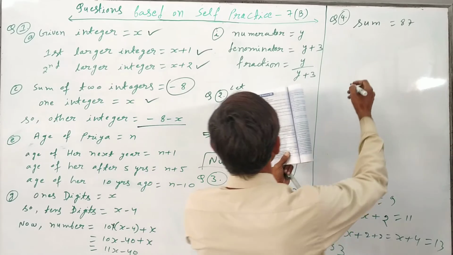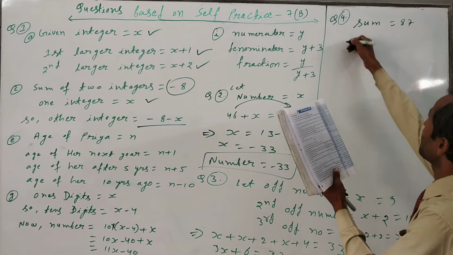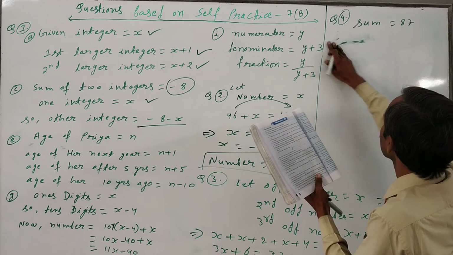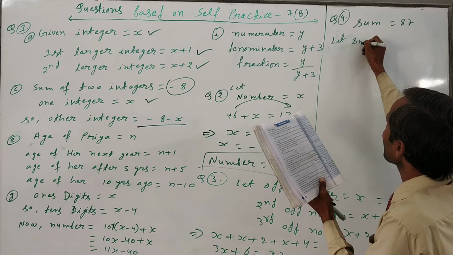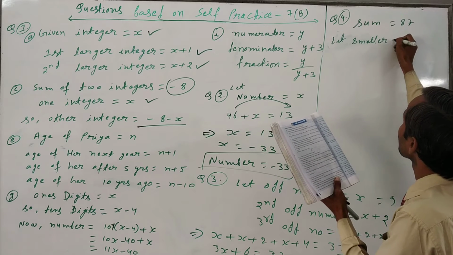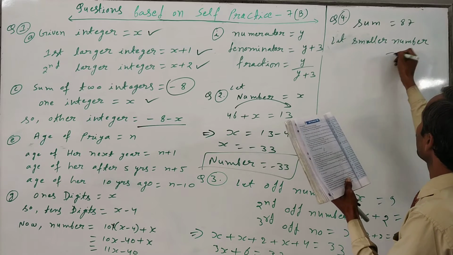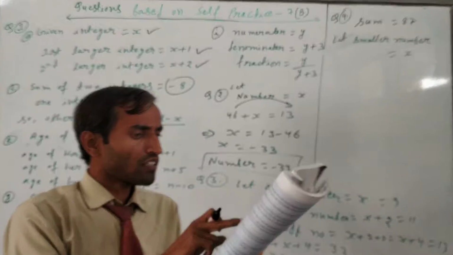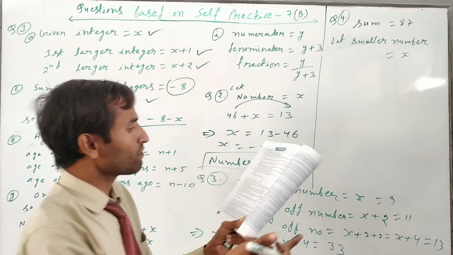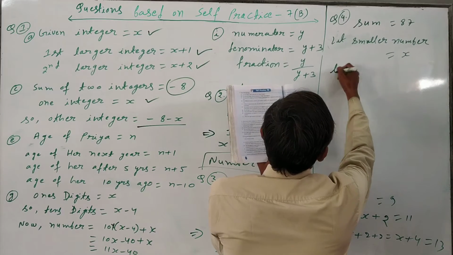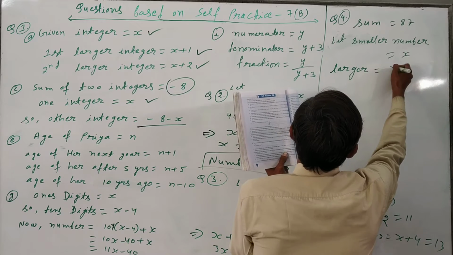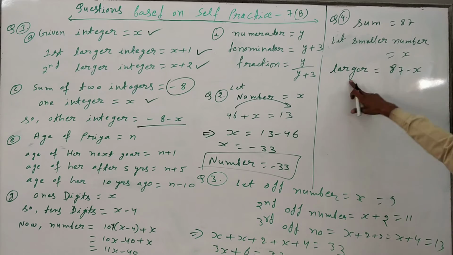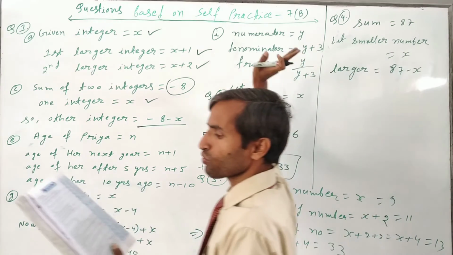Just suppose, let the smaller number be equal to x. Now use the condition for the larger number. Twice the smaller number is added to the larger number, so the larger number will be how much? The larger number will be 87 minus x, because the sum of the two numbers is 87.